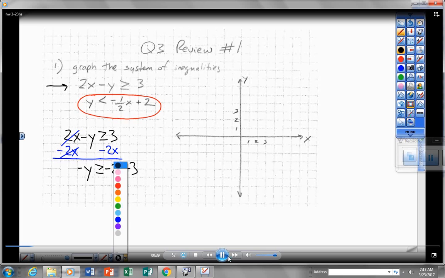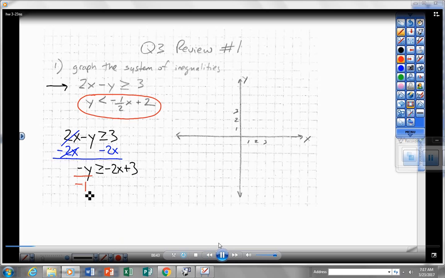Negative 2x plus 3, you cannot combine these. Do not subtract unlike terms. Try to write it in slope-intercept form with the x first and the y number second. So now, this is still not ready to graph. That negative needs to get out of there. That negative is a negative 1 times that y in disguise.